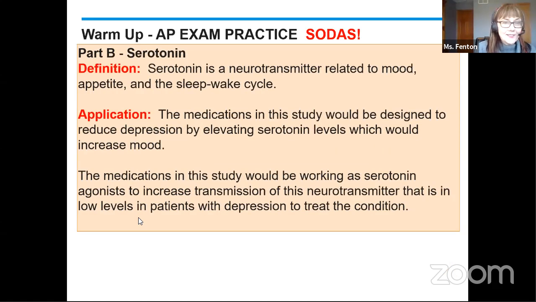Part B, you had serotonin, which is a neurotransmitter, and we talked about it in its relationship with mood in terms of things like depression. So your application needs to include how, in this particular study, they would be creating medications that would hopefully reduce depression by elevating serotonin levels. And that would, of course, increase mood.